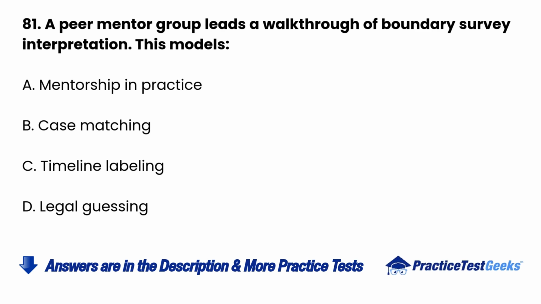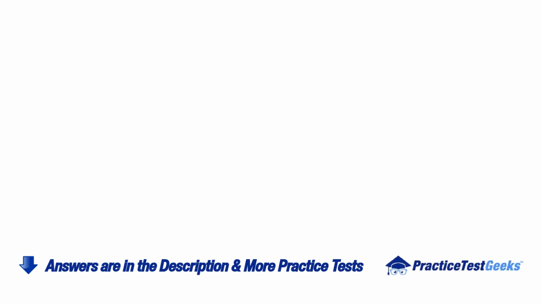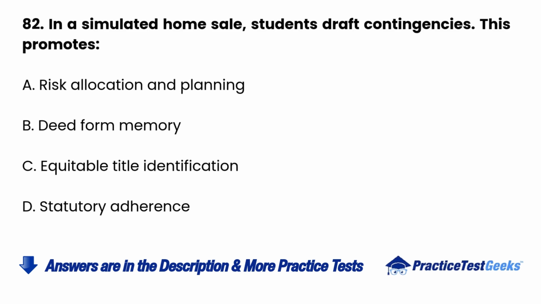81. A peer mentor group leads a walkthrough of boundary survey interpretation. This models A. Mentorship in practice. B. Case matching. C. Timeline labeling. D. Legal guessing.